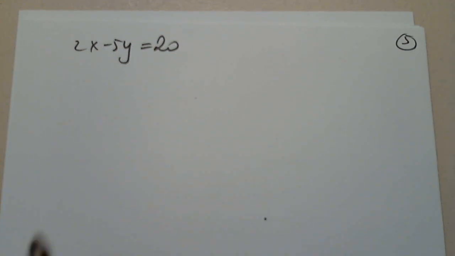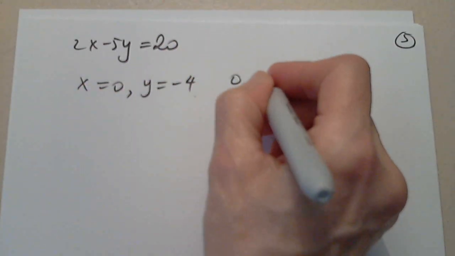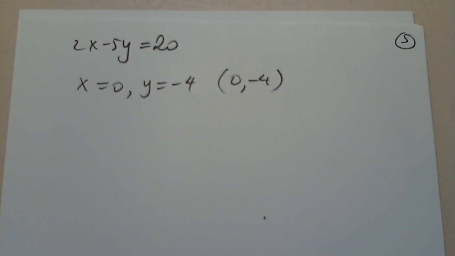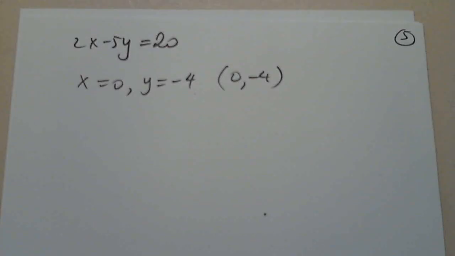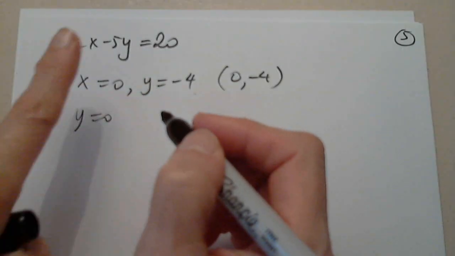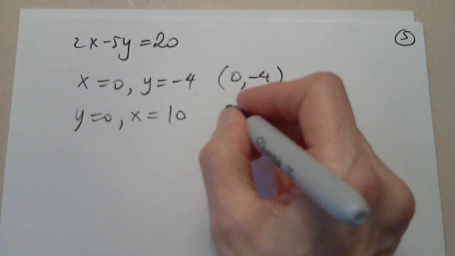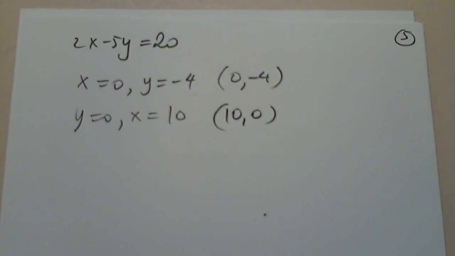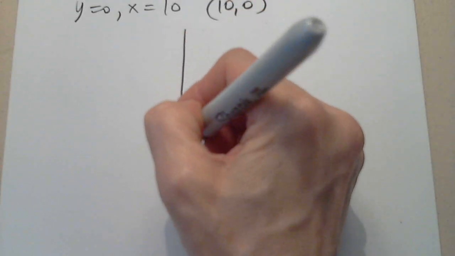-4. So when x is 0, y equals -4, so 0, -4. Excellent. Good. So when x is 0, y is -4, 0, -4. Very good. So now when y is 0, x is 10. Write the ordered pair right there, right that moment. Okay? So now this is easy to graph.